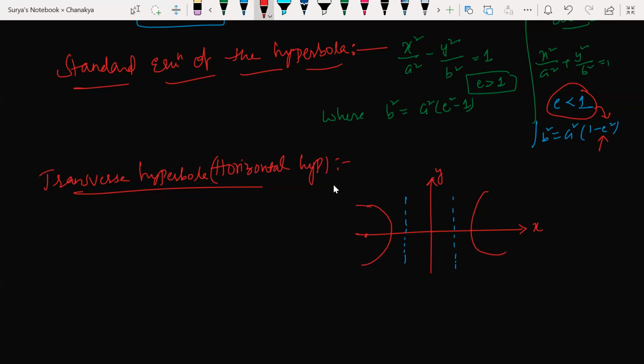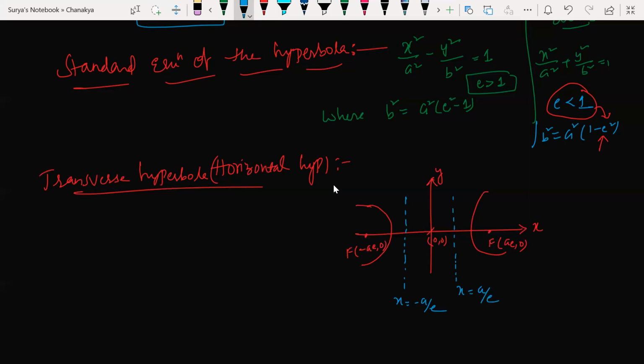Look at it here. This is my focus. The focus would be the same. What is the focus of the ellipse? Plus or minus AE comma 0, right? Here also plus or minus AE comma 0. So this is minus AE comma 0, and this focus is AE comma 0. This is, of course, the origin, and here is my directrix. The directrix equation: we used to write x is equal to minus a by e, and here also x is equal to a by e.